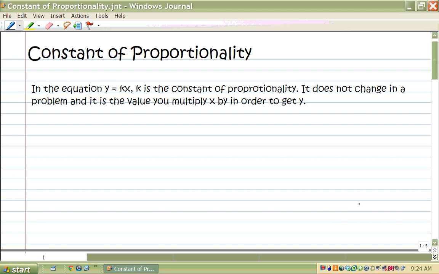Constant of proportionality. This is going to be fun stuff. These got big words I like. You remember before I gave you the equation y equals kx. In that equation, k is the constant of proportionality.